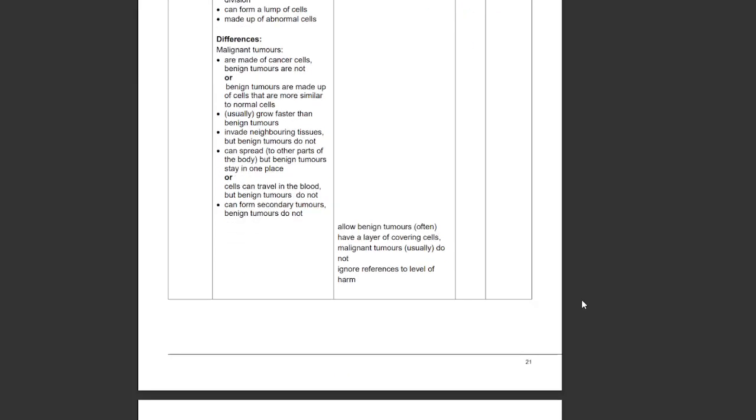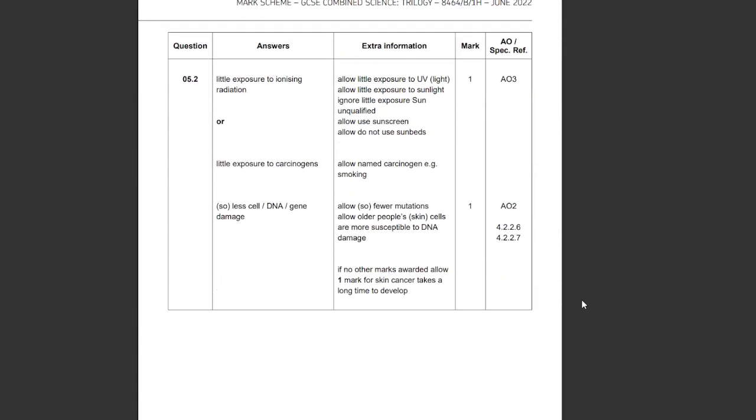Question 5.2. Why do young children not have skin cancer? There is little exposure to ionizing radiation, or they often use sunscreen. Young children are forced, in most cases, to use sunscreen when they're out in the sun, or they don't take up smoking. Usually the number of cases of people who have been exposed to smoking increases after 16, so 15 or 16.